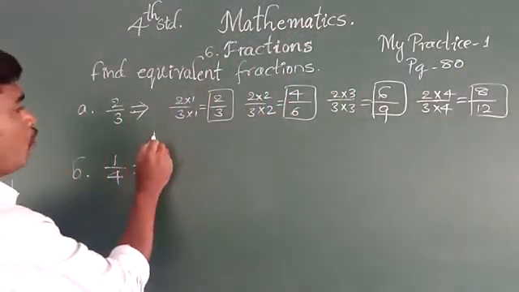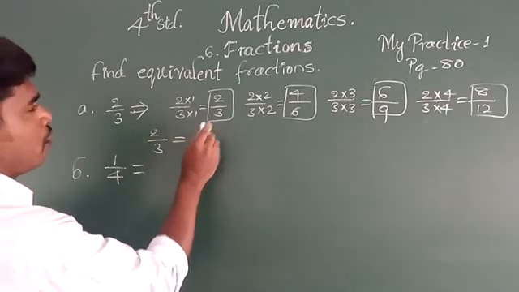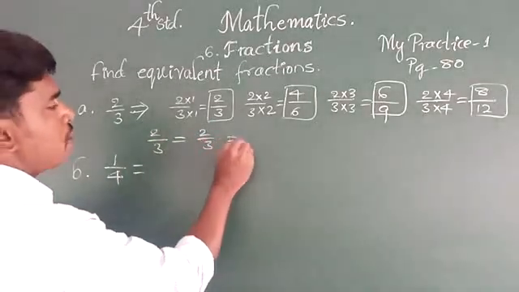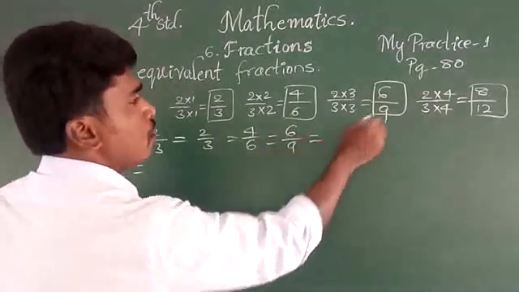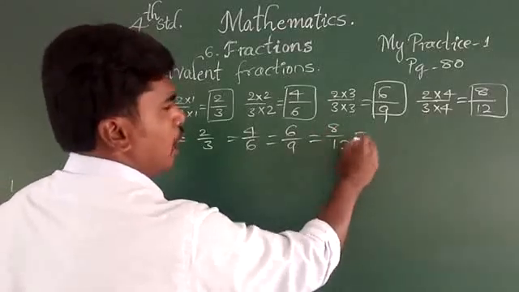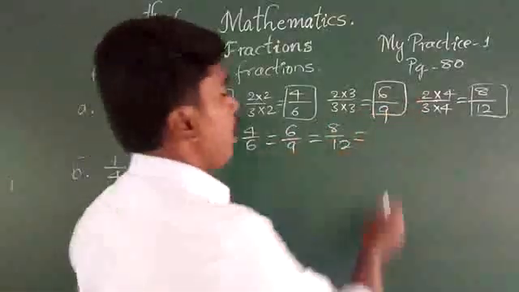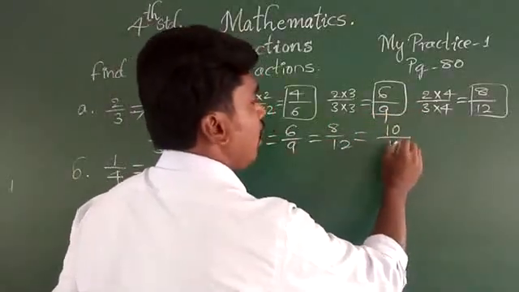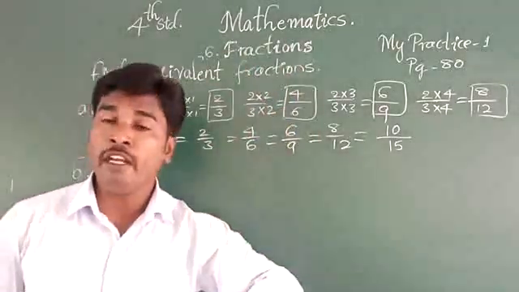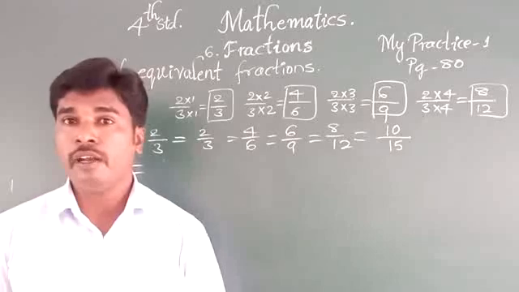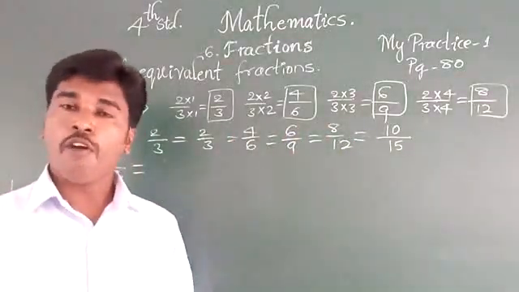That is, for 2 by 3, the equivalent fractions are 2 by 3, 4 by 6, which is equal to 6 by 9, which is also equal to 8 by 12. Can you guess the next one? If you multiply with 5, it is 10 by 15. For both numerator and denominator multiplied with the same number, so that you are getting the equivalent fractions. So I hope you understood.